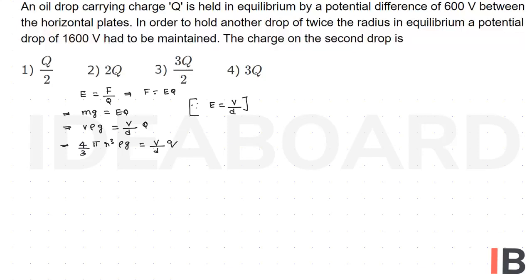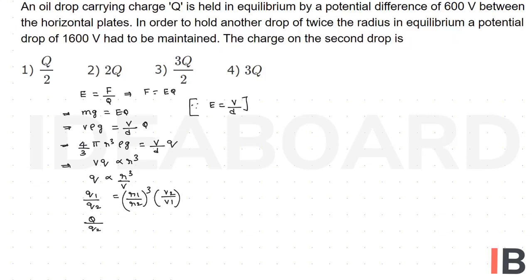So from the discussion, V into Q is proportional to R cube, or Q is proportional to R cube by V. If you take Q1 by Q2, it is equal to R1 by R2 whole cube into V2 by V1. So here the charge Q1 is equal to Q.